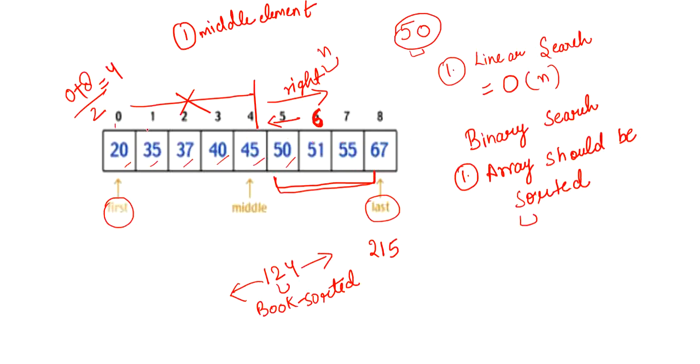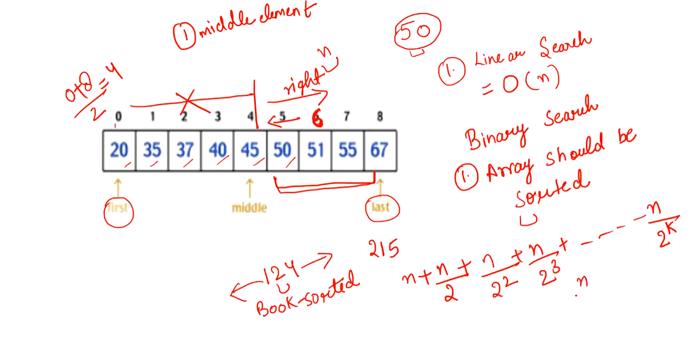What is the time complexity for this solution? First we have n elements, then we divide by 2, dividing our array into half, and repeatedly do the same: n by 2 squared, n by 2 cubed. Suppose we did that up to n by 2^k. Let's equate n by 2^k equal to 1.